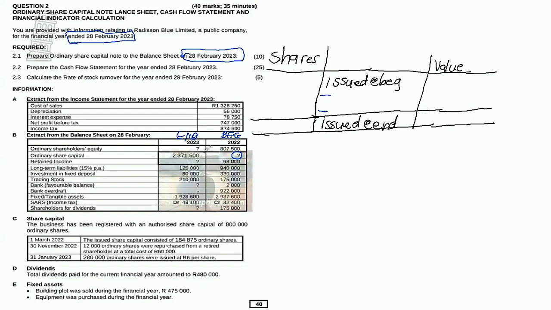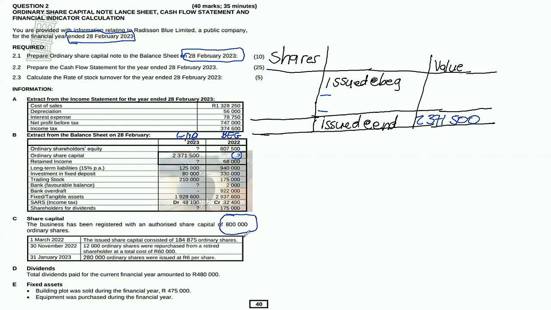Therefore, we have our ordinary share capital at the end amounting to 2,371,500. Right. So now here we will put that, remember, it's our balance at the end. So as issued at the end, you will put that amount of 2,371,500. So when we check information C, you have the share capital.